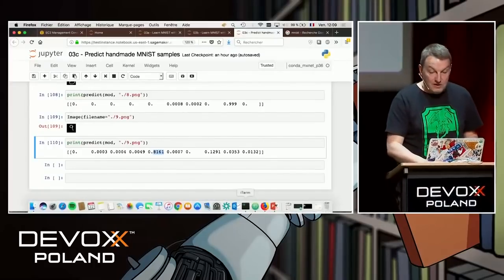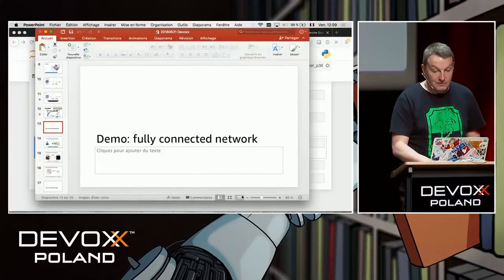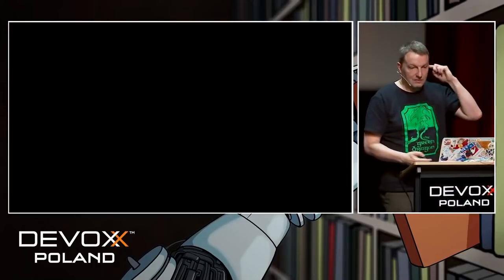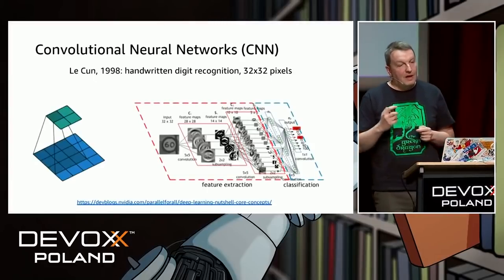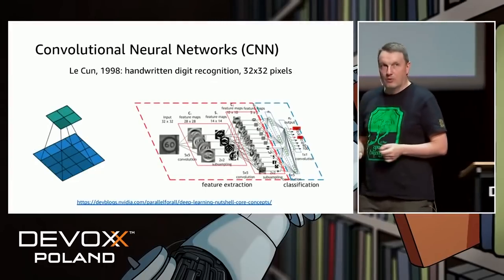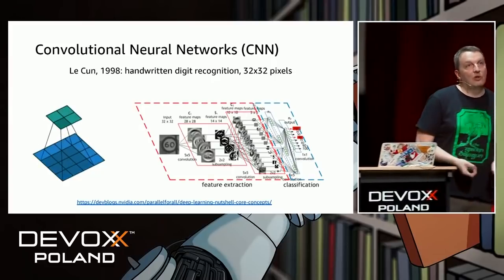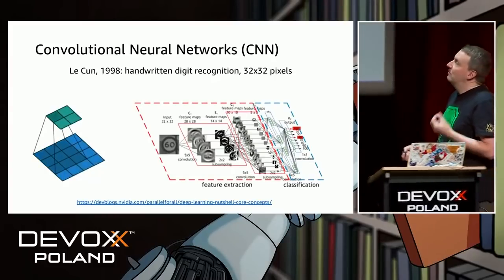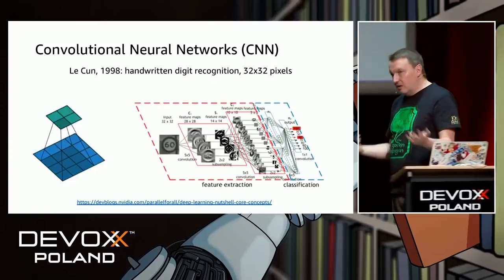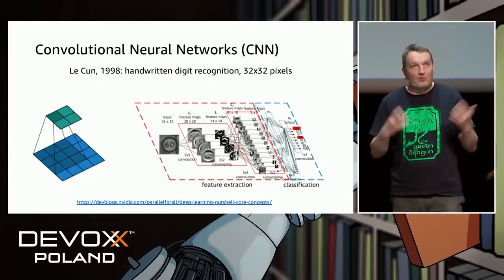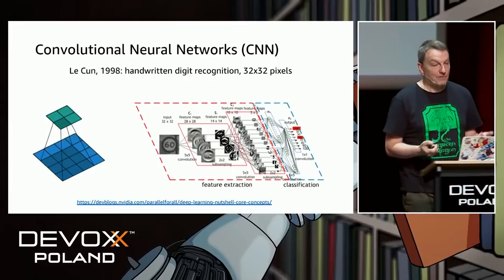So to solve this, a different type of network was invented 20 years ago already, and they're called convolutional neural networks. And these networks are the kings of image processing, image classification.